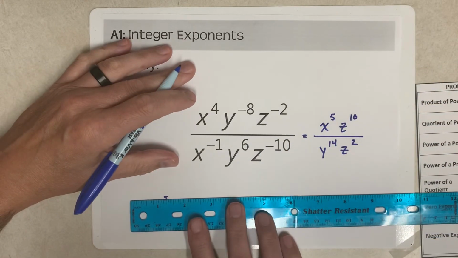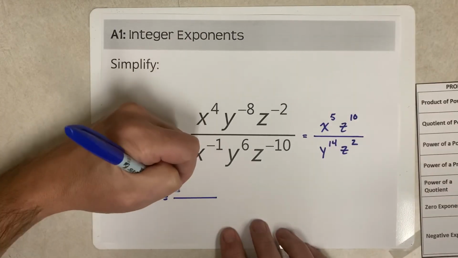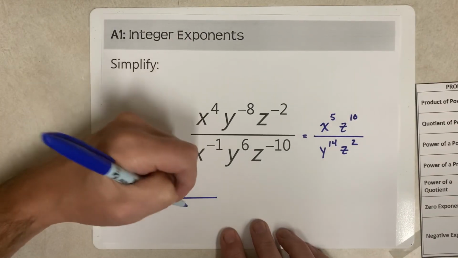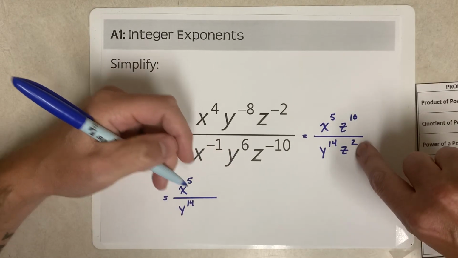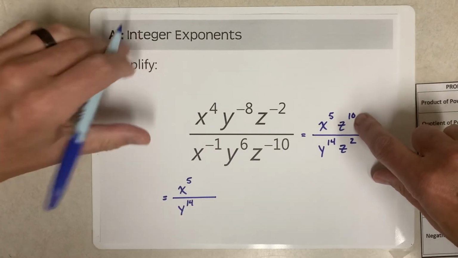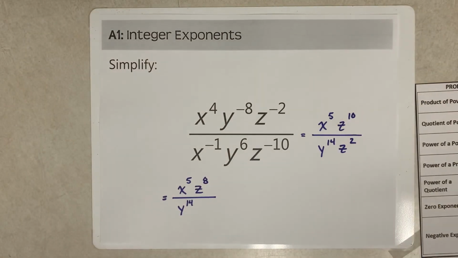All right, so my last step, the x's and y's did nothing, but my z's now can be simplified. So these 2 are going to cancel with 2 of the 10, and it's going to leave 8. And then that's my final answer.